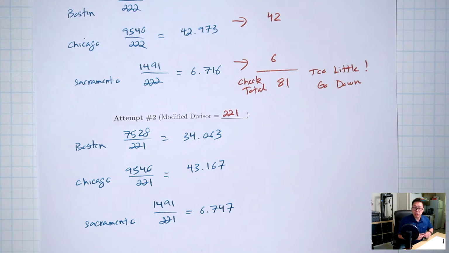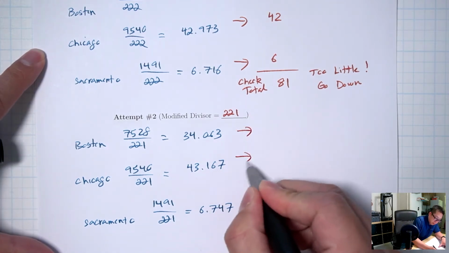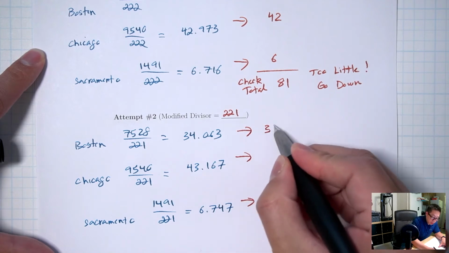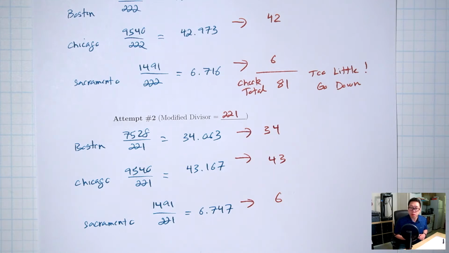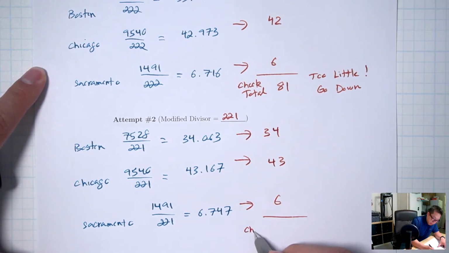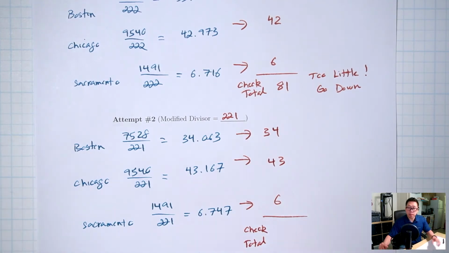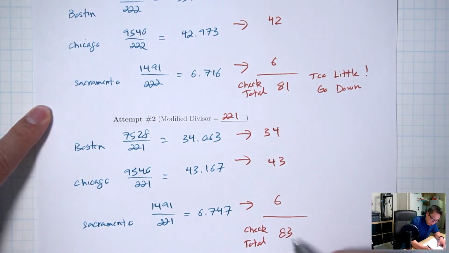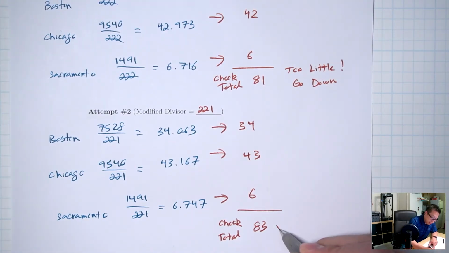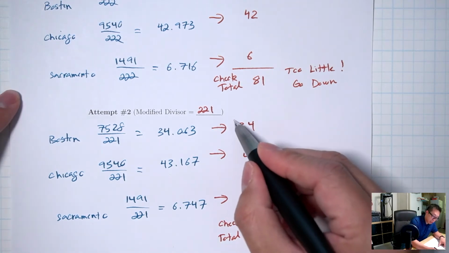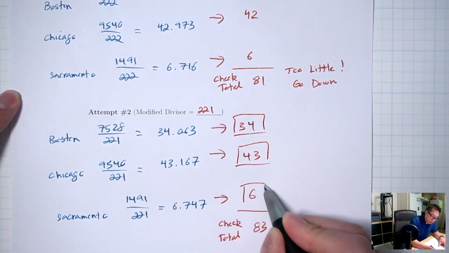Once again, round down and then check your total. Okay, that's going to be 34, 43, 6. Right, round down, same thing as just chopping off the decimal part. And then check the total. 34 plus 43 plus 6, and we get 83. And this is the number I want, right? I have 83 buses, and I use 83 buses here. If that's the case, you're done. So our final answer is 34, 43, and 6.